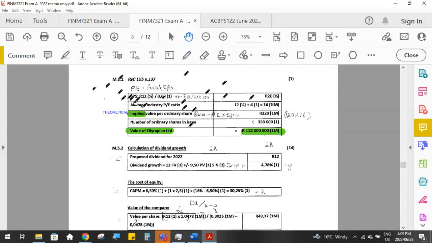This I wouldn't have written as average industry PE, because what we are working out here is the company PE ratio. So I would have just said PE ratio is average plus adjustment, 12 plus 4. And then a little therefore, theoretical value of one share is 320. And underneath that, multiplied by number of shares, and so on. And then therefore, theoretical value of the company is 112 million.